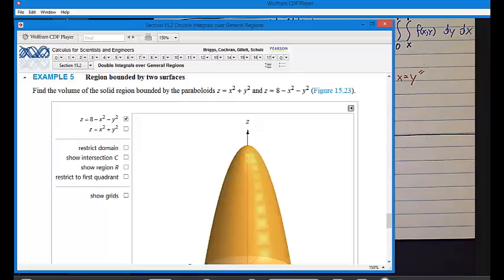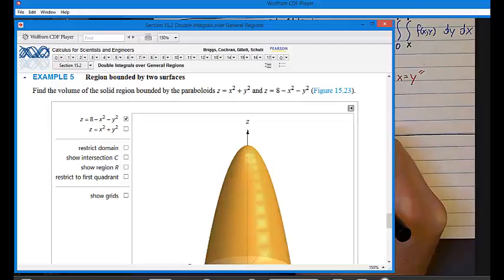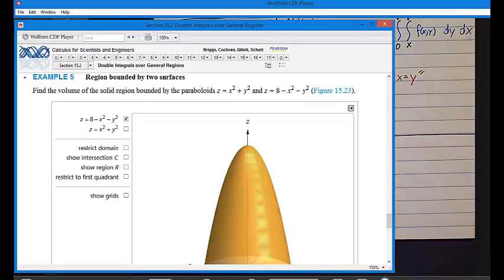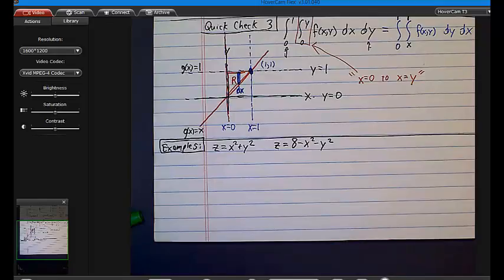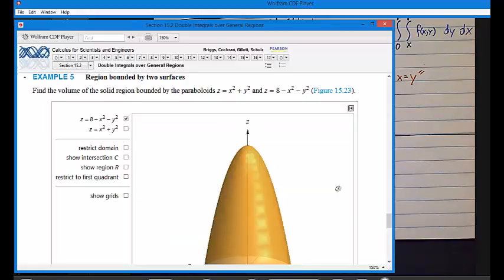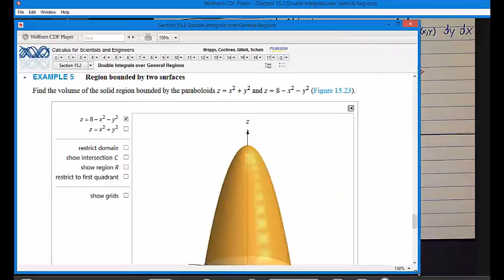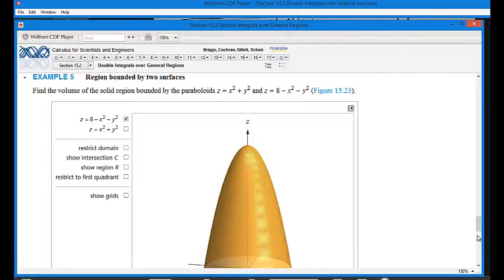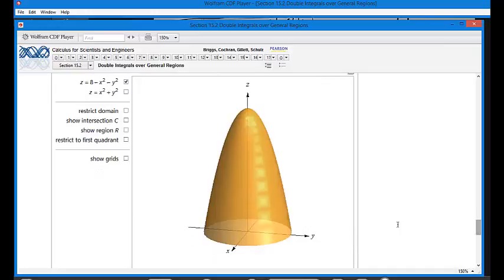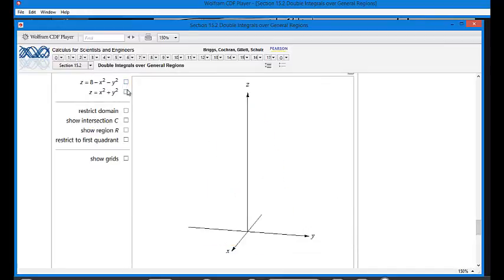And then they have another paraboloid. They have z equals 8 minus x squared minus y squared. What's that? That's shifted up 8 and then opening downward, yeah. So you can see them here. They have these nice sketches. Let me make it just a little bit bigger. Okay, so here's z equals 8 minus x squared minus y squared, opening downward like that. And here's the other one, right?